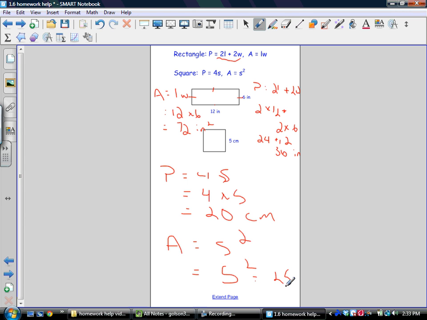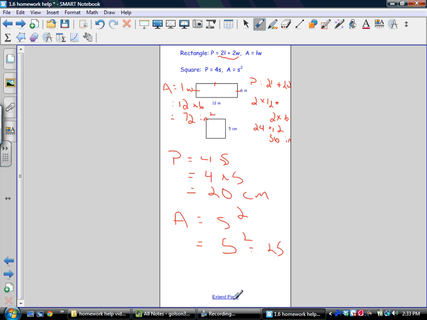25. And again, I've got to remember it's an area, so I'm going to square my unit, so it's going to be 25 centimeters squared, or square centimeters, how we actually read it. So that's how I use those formulas, perimeter and area. Remember, always write the formula first, plug in what you have, get your answer.